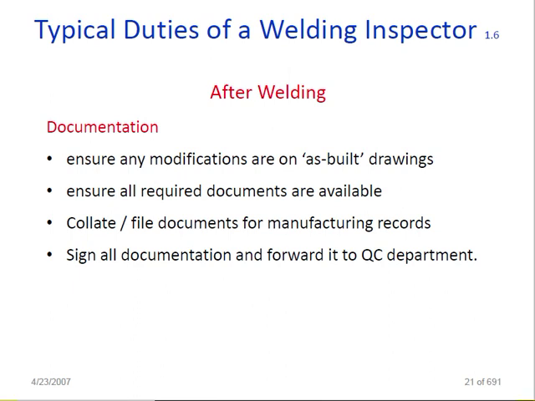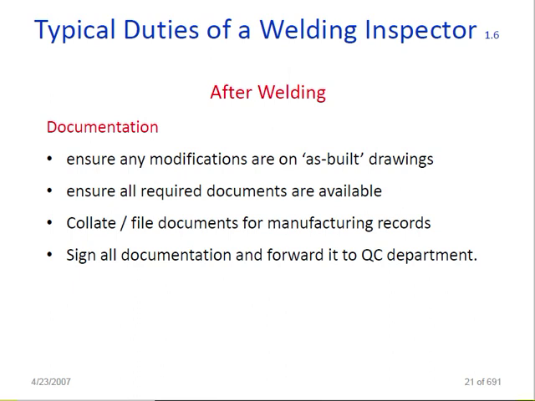So ensure any modification is in the as-built. If there is an as-built drawing, there is a modification. So we need to change this particular drawing in the final revision and see if any modifications are done or not. If there is a modification, then you need to go to that area again and check the welding. Maybe some pipes are coming, so I have to connect the pipe again in that area and do the welding again.